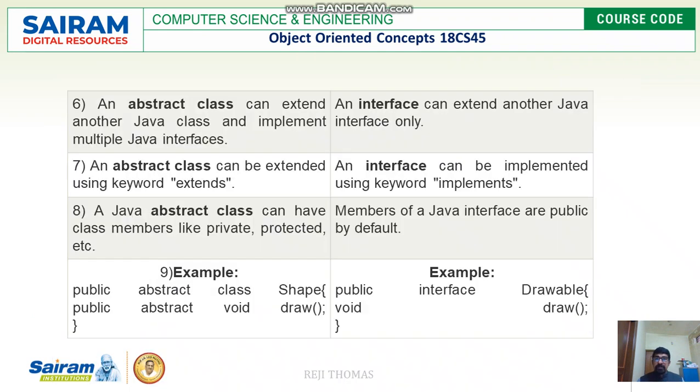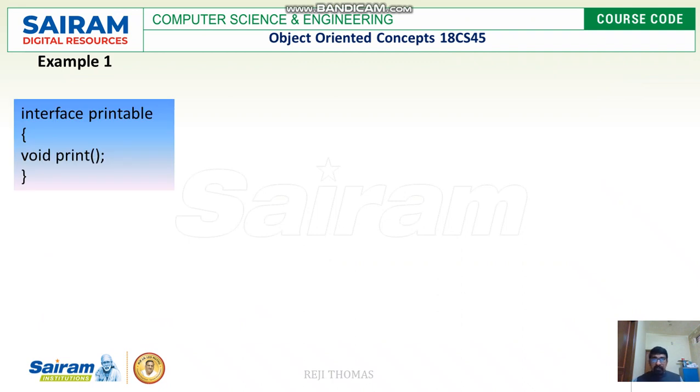So let us see a small example for interface. What you are seeing is only an abstract class. Now let us see an example for interface where you can find an interface called printable. The interface name is printable, and it has got a single method without any body. So we can say that this is an abstract method.